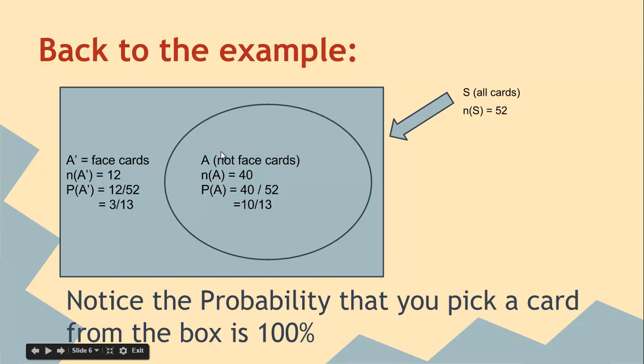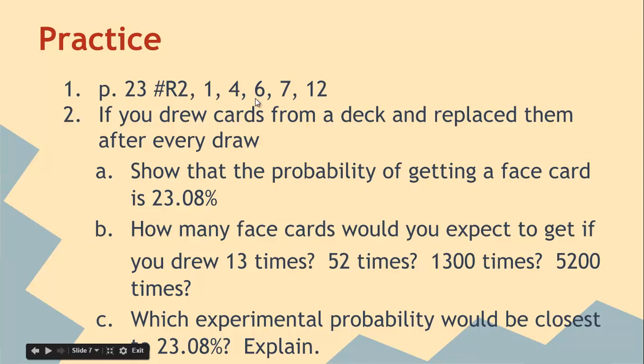Back to the example, you've got A is 10 out of 13. That's the probability. It's 40 out of 52. A prime is 12 out of 52, or 3 out of 13. You notice that when you add these together, we get 13 out of 13, or 52 out of 52, which is 100%. S is the box on the outside. It's all the cards. So you're either a face card or not a face card, and n(S) is 52. Okay? So there's some practice there. It's a very short lesson today.